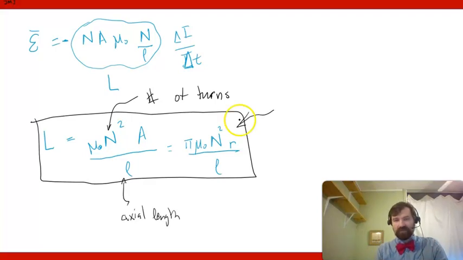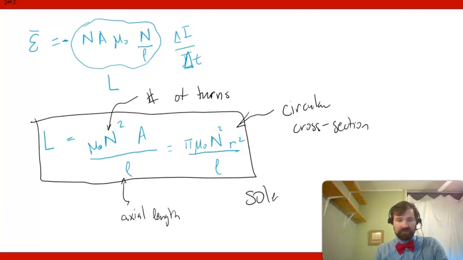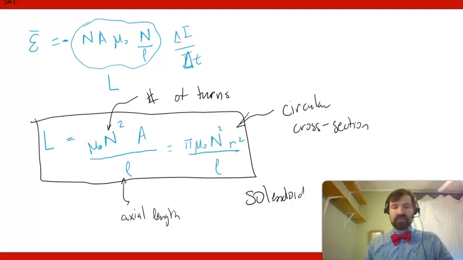And so if we assume a circular cross-section, you end up with the second equation, pi mu naught N squared r squared over L. So a circular cross-section for a solenoid will give this. And so this equation is just specific to solenoids.